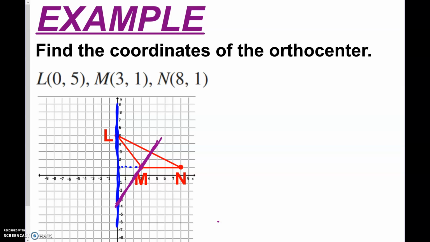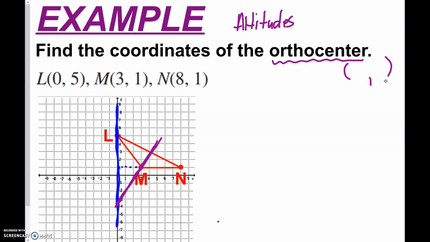We are talking about altitudes, and altitudes meet at a point of concurrency called the Ortho Center. So they want to know what point this Ortho Center is at. What ordered pair do we need here for the Ortho Center?